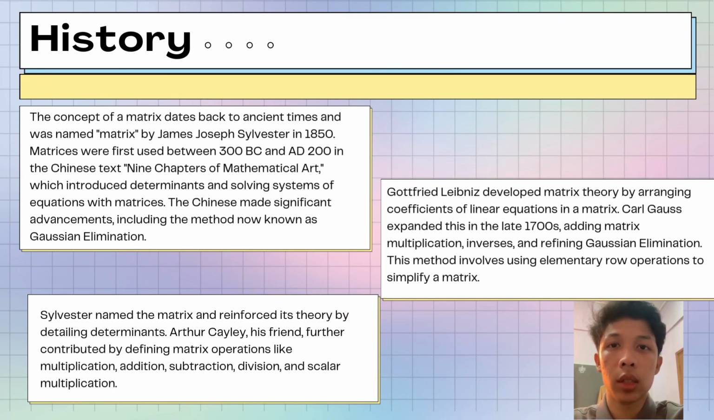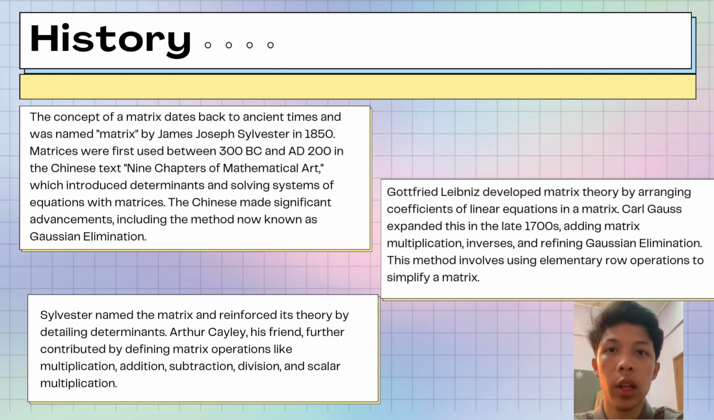In history, the concept of a matrix dates back to ancient times and was named matrix by James Joseph Sylvester in 1850. Matrices were first used between 300 BC and AD 200 in the Chinese text, Nine Chapters on the Mathematical Art, which introduced determinants and solving systems of equations with matrices. The Chinese made significant advancements, including the method now known as Gaussian elimination.